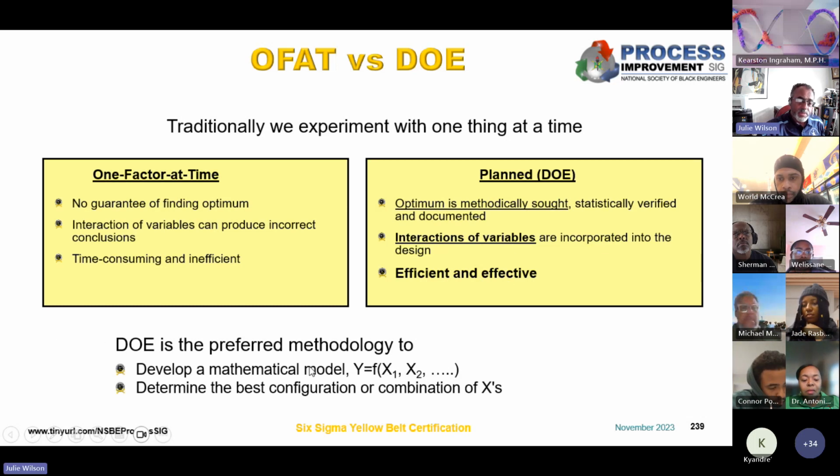And DOE is a preferred methodology to develop a mathematical model, y equals f of x1, x2, and so on, which is the thing that we're trying to do with Six Sigma: establish a relationship between x's and y's, and determine the best configuration of a combination of x's that gives you the desired y.